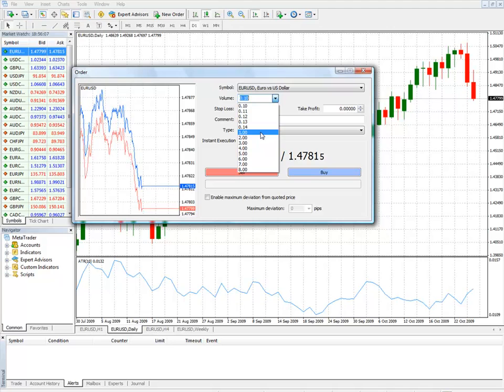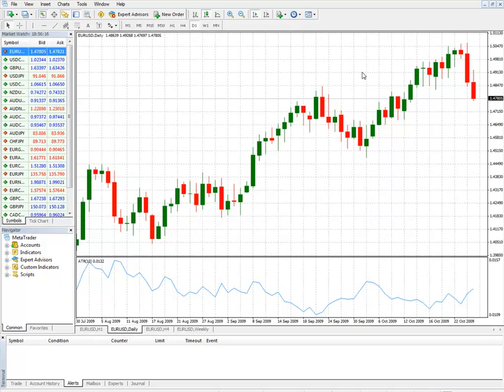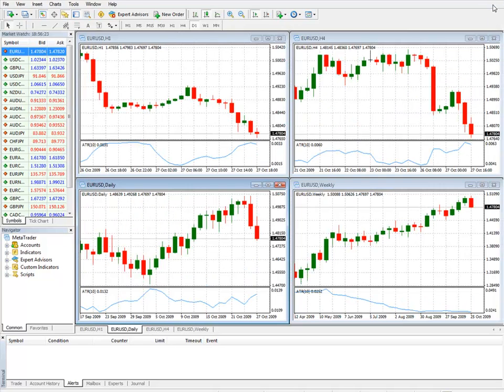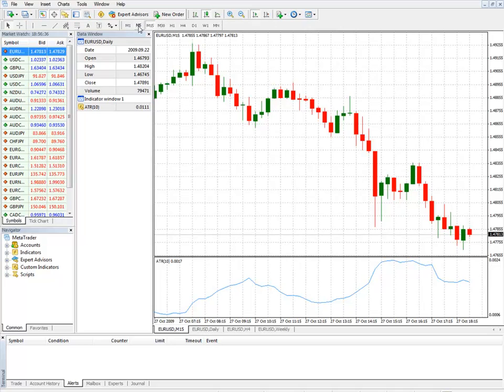I'm going to set this back to the standard. But that's basically some risk control guidelines in a nutshell. Now, if you go to smaller time frames, let's pop this up.